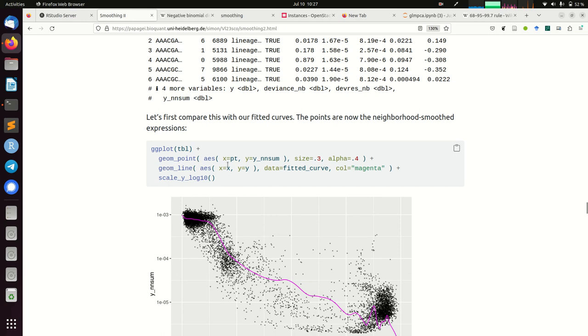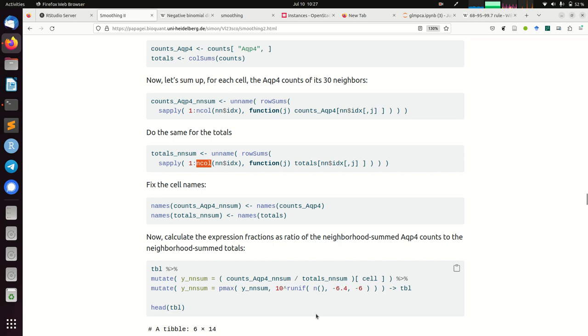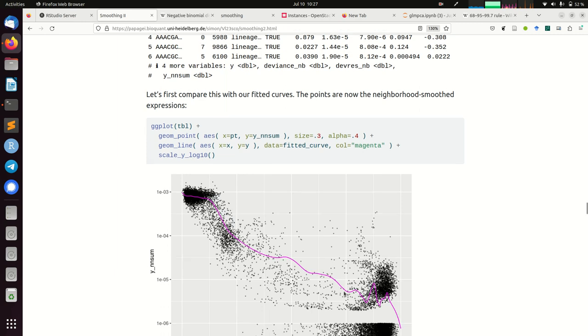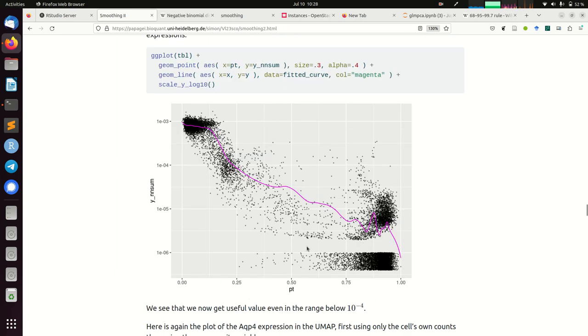Here, instead of adding 10 to the minus 4, I just calculated the sum of this divided by the sum of the totals, and then I added a noise floor around 10 to the minus 6, this thing here. So now I can see the values going much further down, and it seems to describe the values nicely for these intermediate pseudo times where before everything was zero. Even though it still looks like the curve is a bit above this data, so that's not quite perfect.